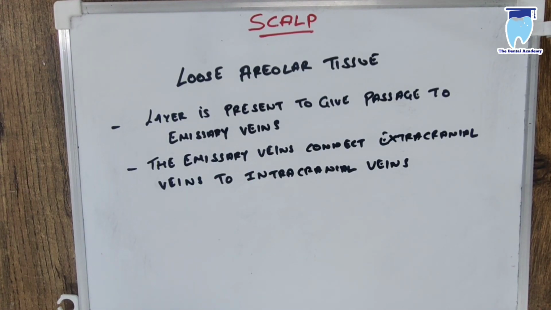The next layer we'll be discussing is the loose areolar tissue. This layer is also known as the dangerous area of the scalp. The first 3 layers of the scalp are tightly adherent together and it is very difficult to separate them. The loose areolar tissue serves as a natural plane of cleavage during craniotomy. The primary function of this layer is to provide a passage for the emissary veins. Emissary veins connect the extracranial veins to the intracranial veins.